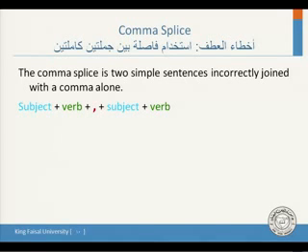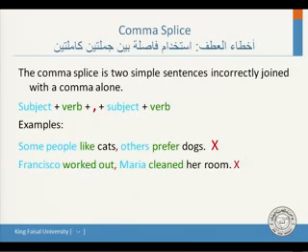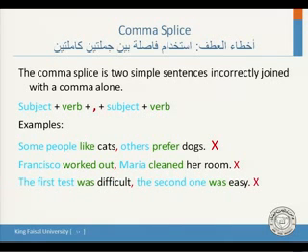What do you call this? It's a comma splice. It's not a run-on. It's a comma splice. Look at the example. Some people like cats, others prefer dogs. Incorrect sentence. It's a comma splice. Francisco worked out, Maria cleaned her room. Comma splice. These are incorrect. The first test was difficult, the second test was easy. Again, all of these are comma splices.